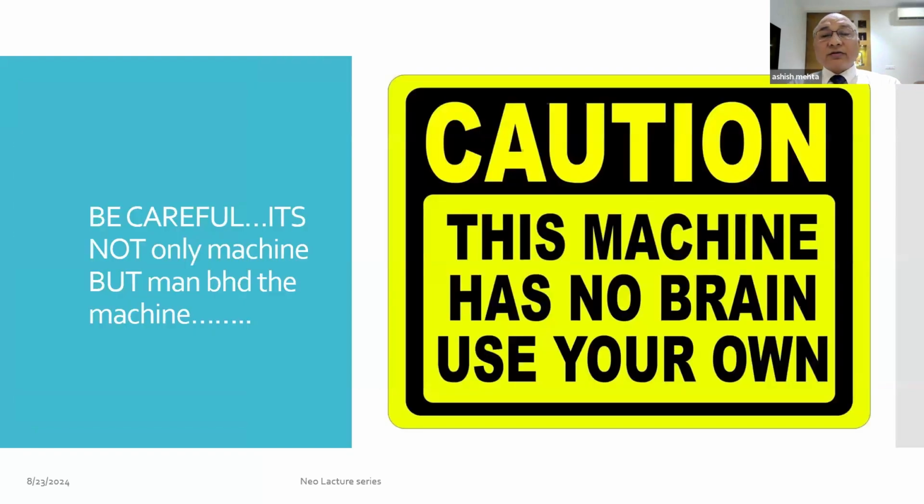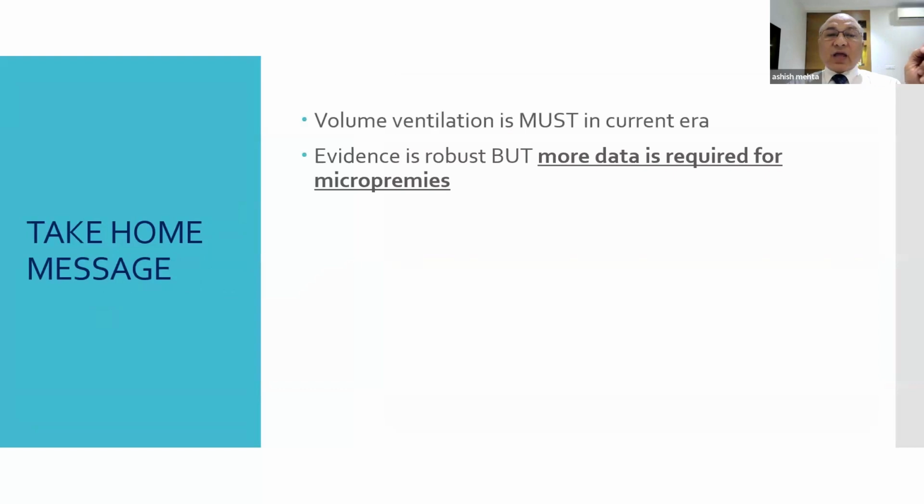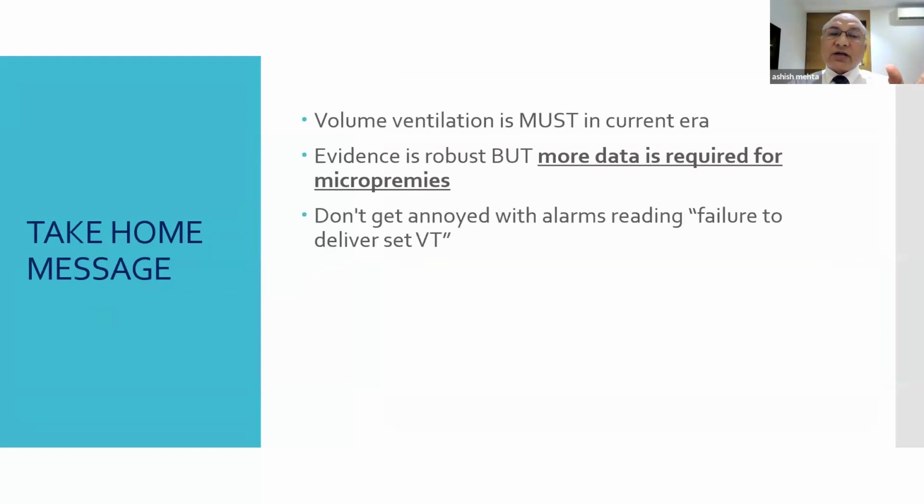Whichever mode you are using, one needs to be cautious. This is a machine, and a machine doesn't have a brain. Use your own. In short, volume ventilation is a must in the current era. Evidence is robust, but more data is required for small babies, 700 grammers, 600 grammers, because they do not generate enough tidal volume. How can you target that?